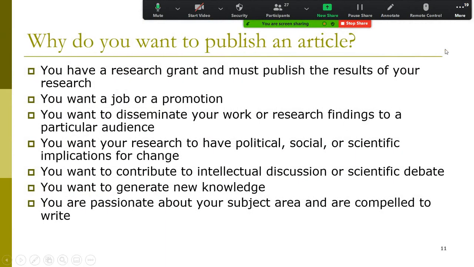Now we'll go to the publishing process. For the purpose of publishing, you should have a valid, justifiable reason to publish. I have collected some reasons here. Why do you want to publish an article in any journal, and specifically in an impact factor journal? Sometimes you have a research grant and they demand that you must publish the results of your research. Sometimes you want a job or a promotion.